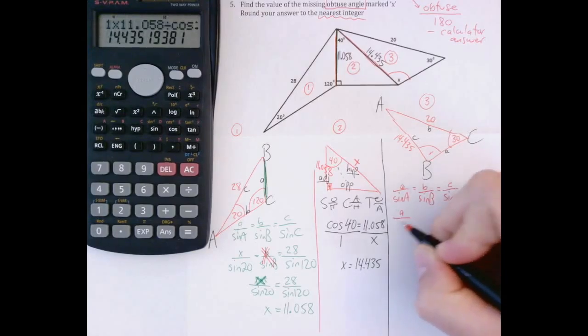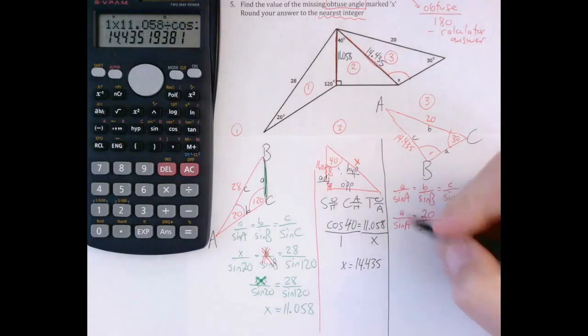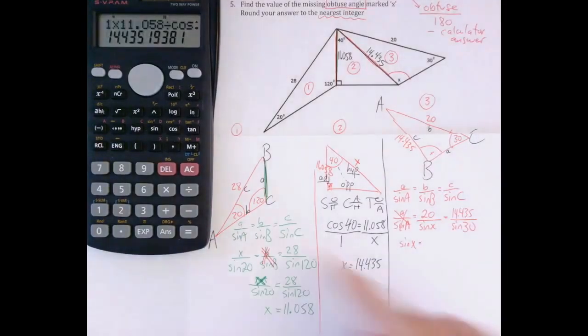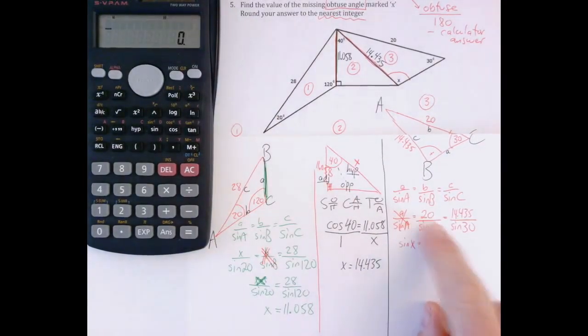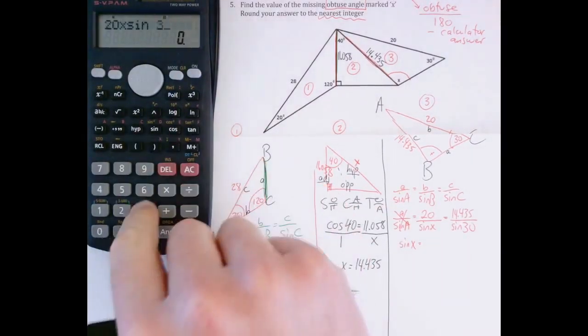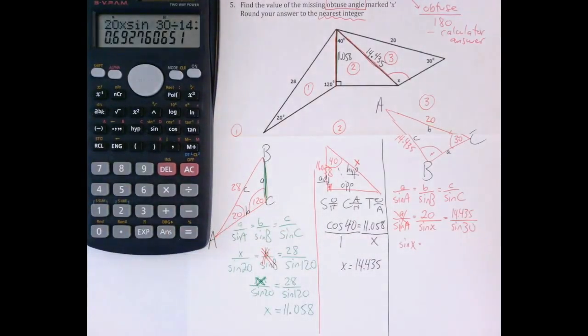Lowercase a is unknown, so is angle A, so that one stays just the way it is. Lowercase b is 20. Sin B is what I'm looking for, so instead of capital B, I'll put the x there. Equals little c, 14.435 over sin 30, which is angle C here. So I'm not going to use the a's, and when I solve for this, sin x equals, cross multiply for the answer to that. So 20 times sin 30 divided by 14.435 equals 0.6927.